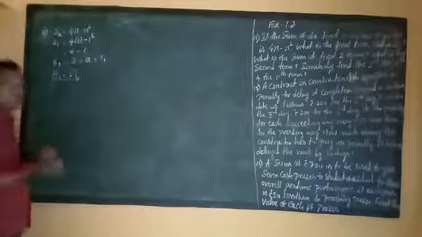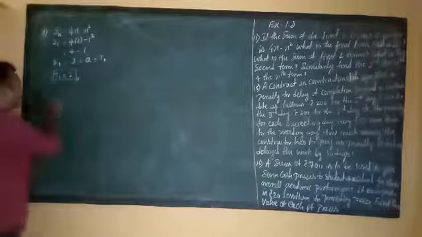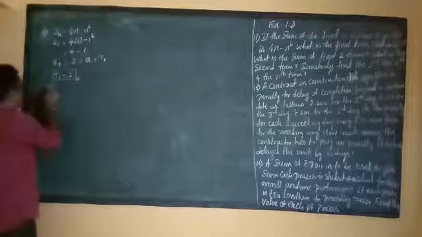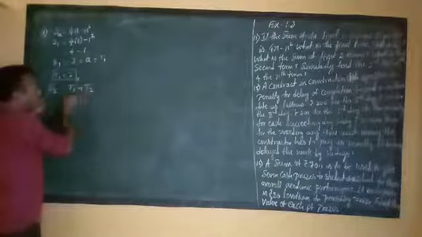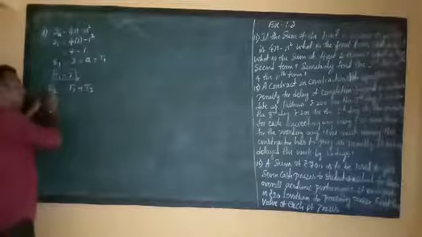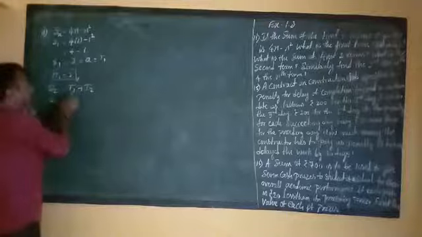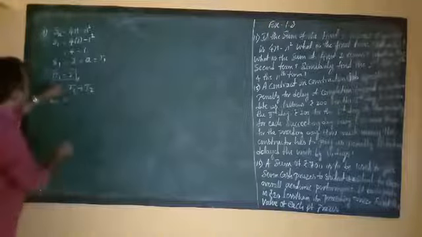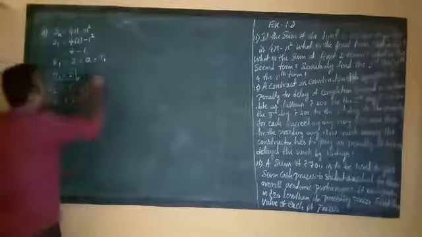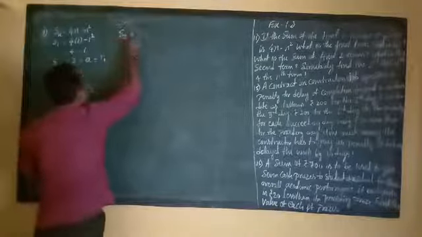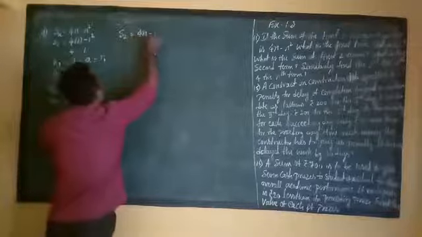We want the second term and also the sum of the first two terms. So first we have to calculate the second term. So how do you calculate the second term? S2 contains T1 and T2. If you add these two terms, we can get S2. So S2 is equal to T1, which is 3, and T2 we want. If we want T2, we have to calculate S2 first. Again 4n minus n square.